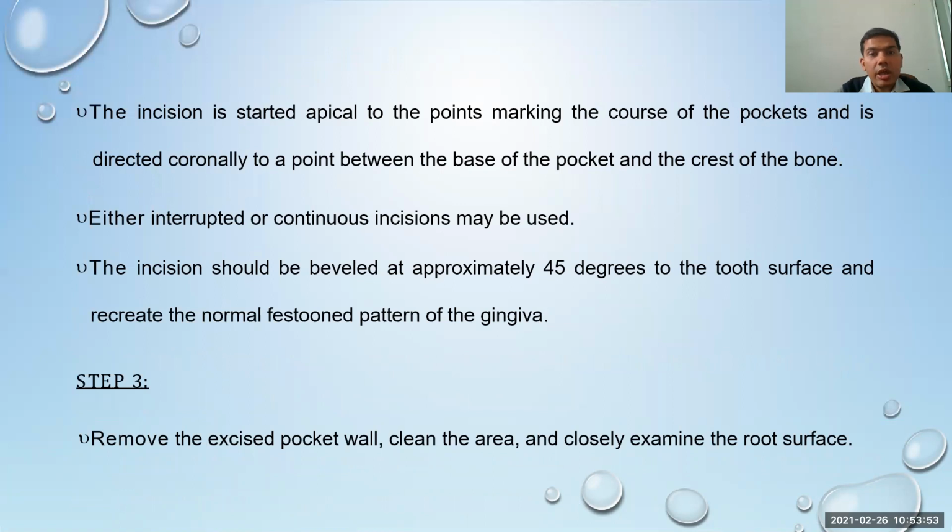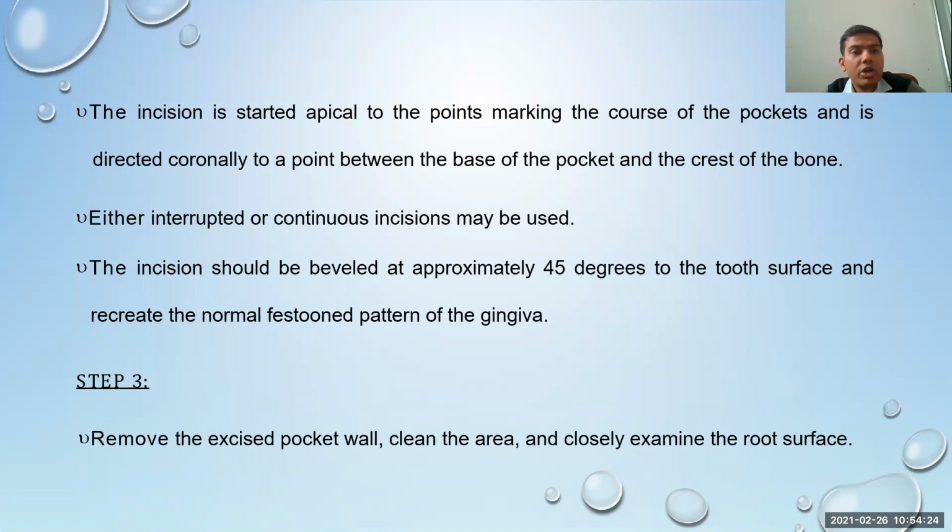The incision is started apical to the point marking the course of the pocket, directed coronally to a point between the base of the pocket and the crest of bone. This is known as external bevel gingivectomy, the direction of scalping, excising the pocket. And as I told you in the contraindications, it is done only in the attached gingiva area.